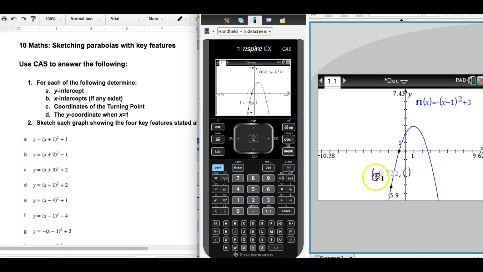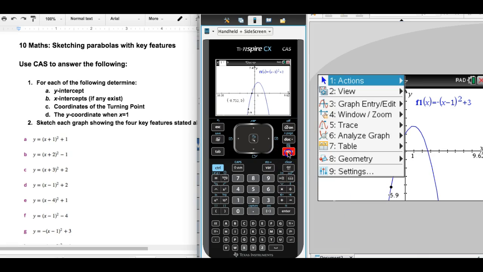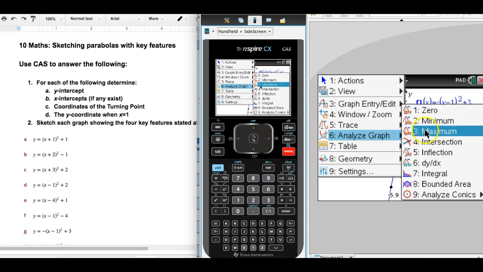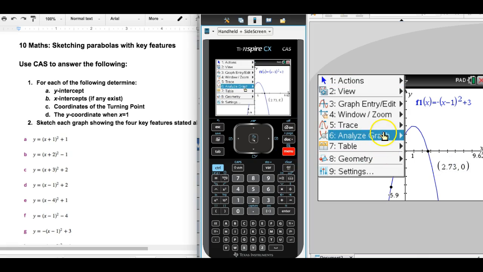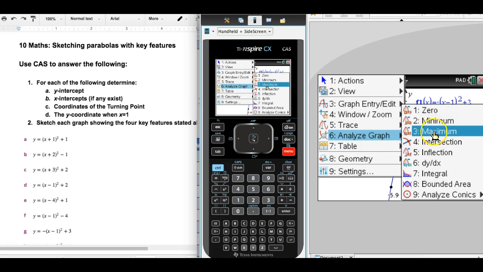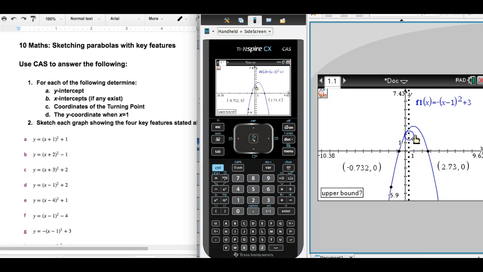So there's your first one, -0.732. And the other one, 2.73. And then your turning point. So it's a maximum this time. 1, 3. So enough points there for you to be able to draw your graph.